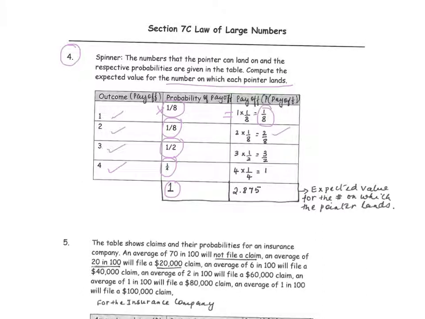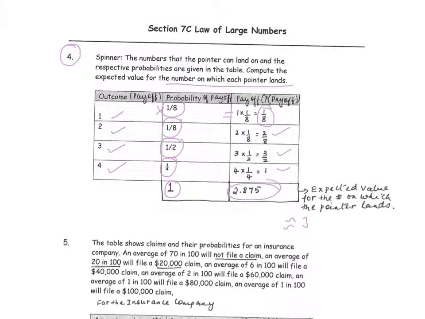So we get 1/8 plus 2/8 plus 3/2 plus 1, which is 2.875. So the expected value for the number on which the pointer falls is about 3. It's 2.875. So roughly that is the average over a period of time, over many trials, of the number on which the pointer would land.